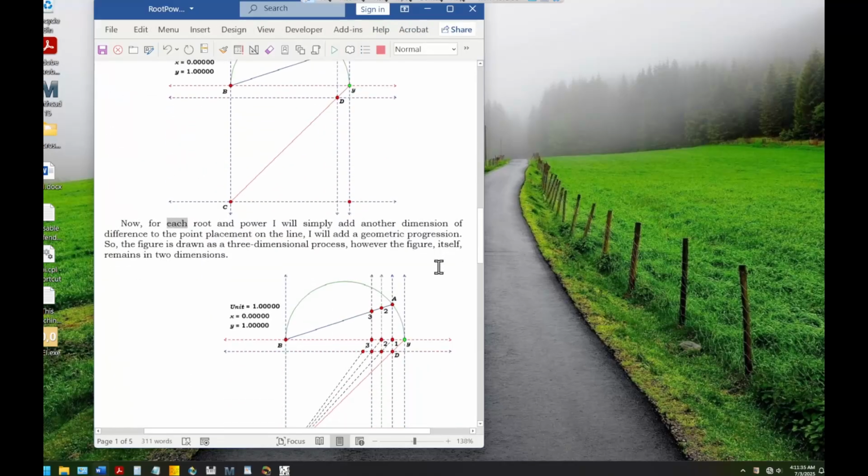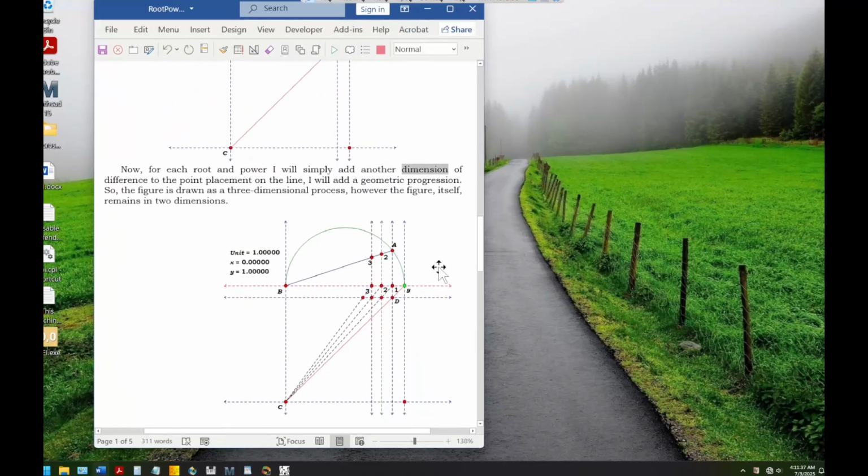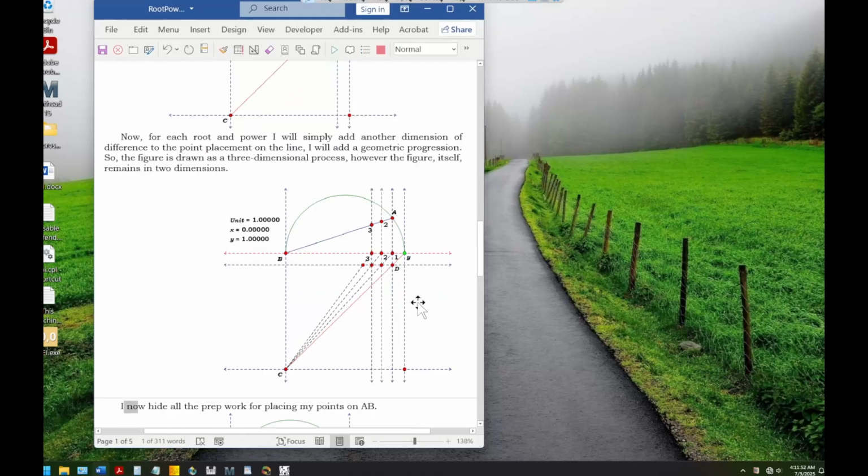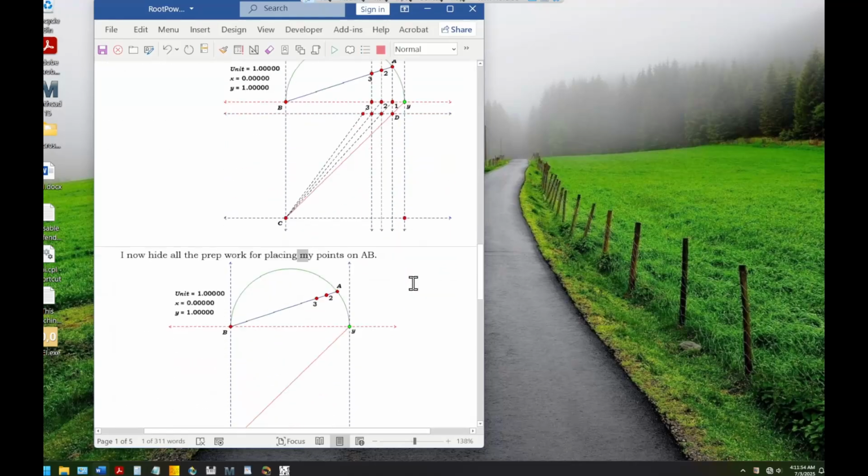Now, for each root and power I will simply add another dimension of difference to the point placement on the line. I will add a geometric progression. So, the figure is drawn as a three-dimensional process. However, the figure itself remains in 2 dimensions. I now hide all the prep work for placing my points on AB.